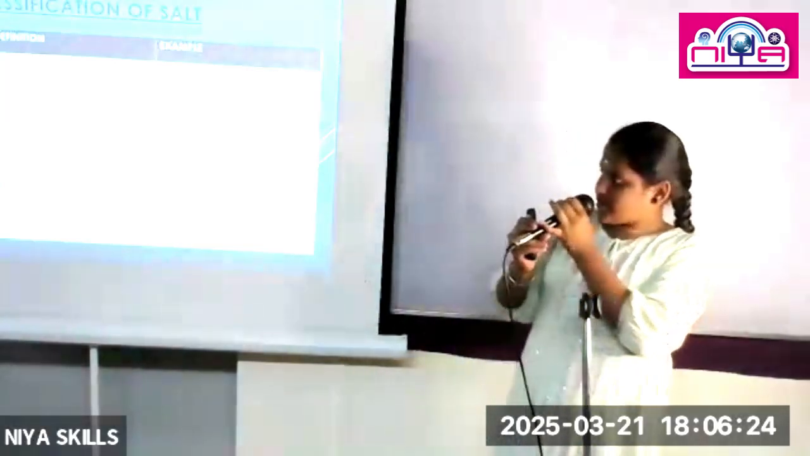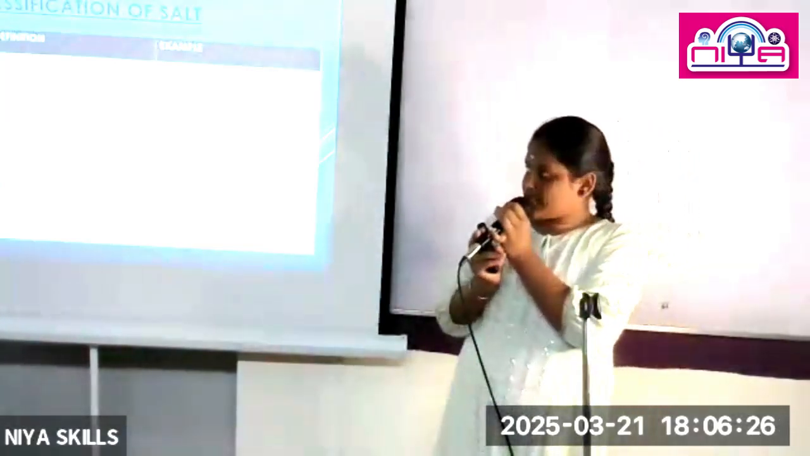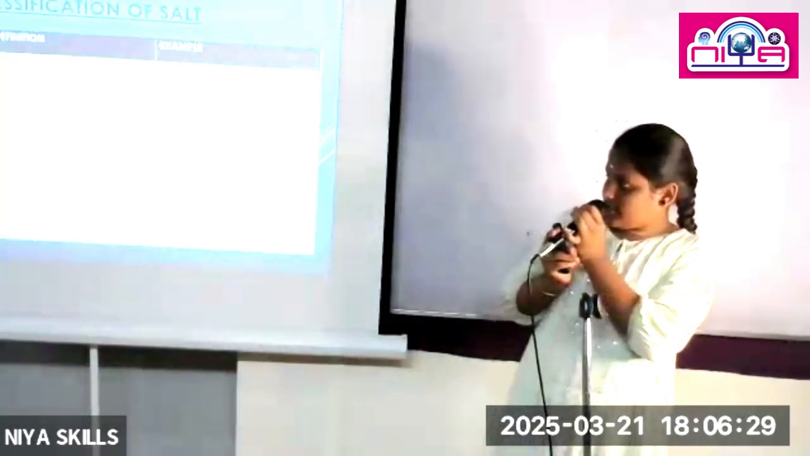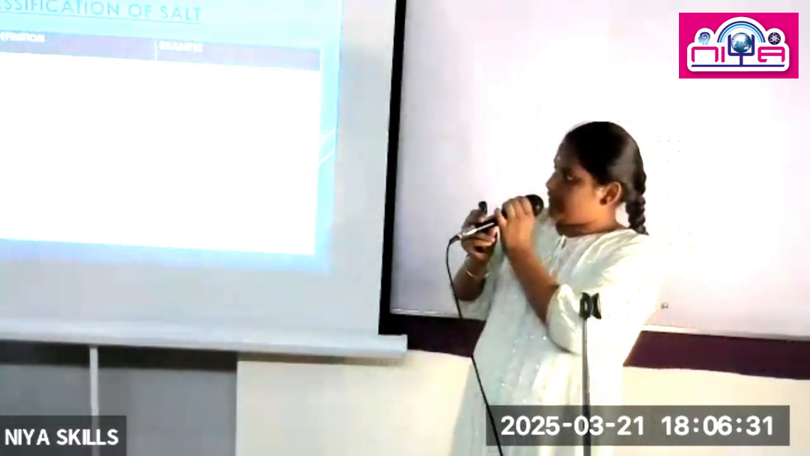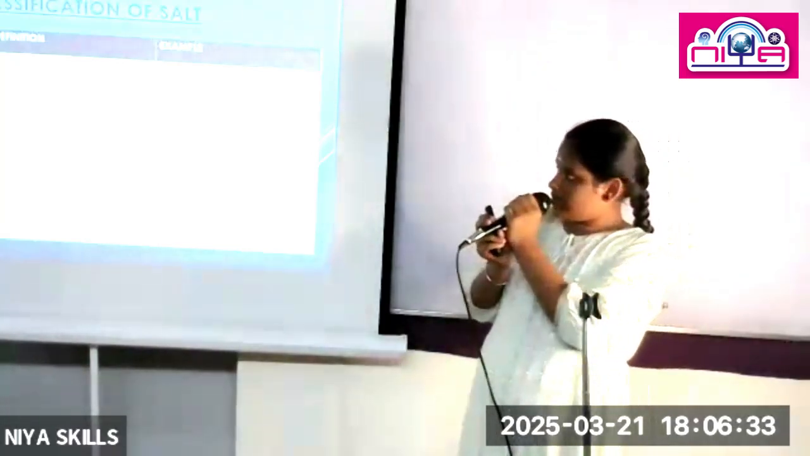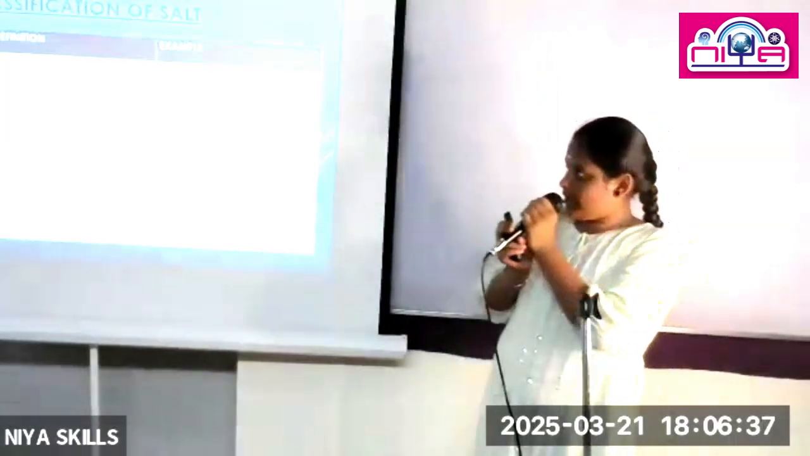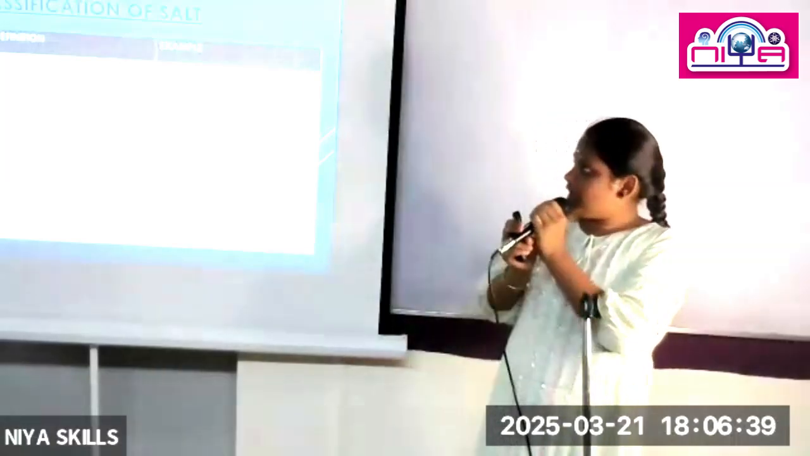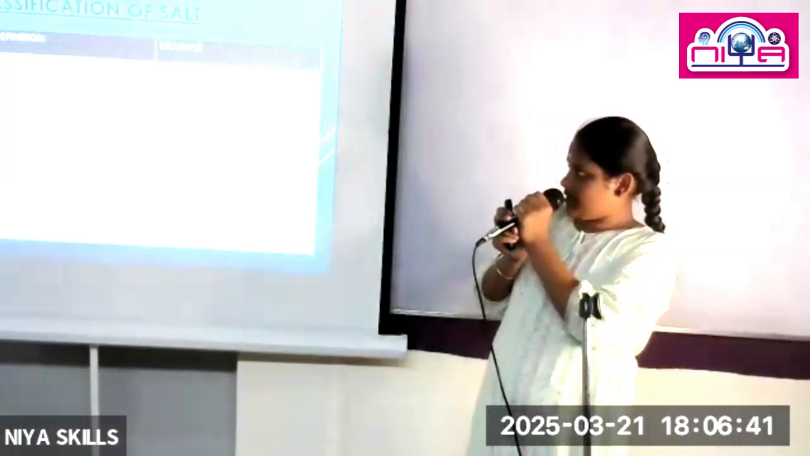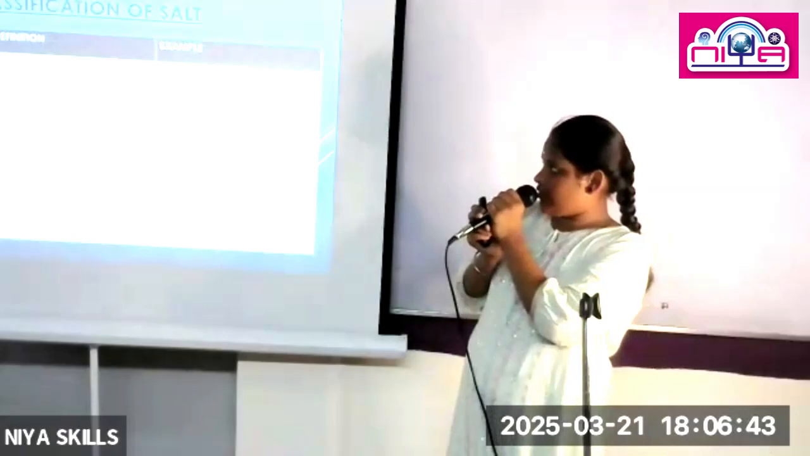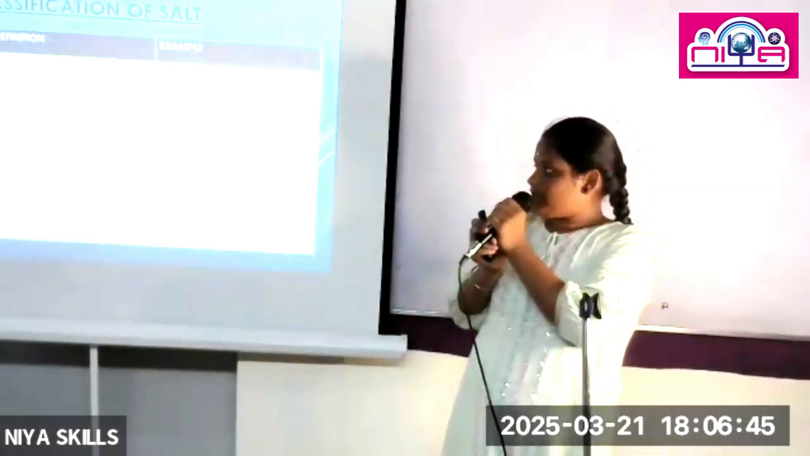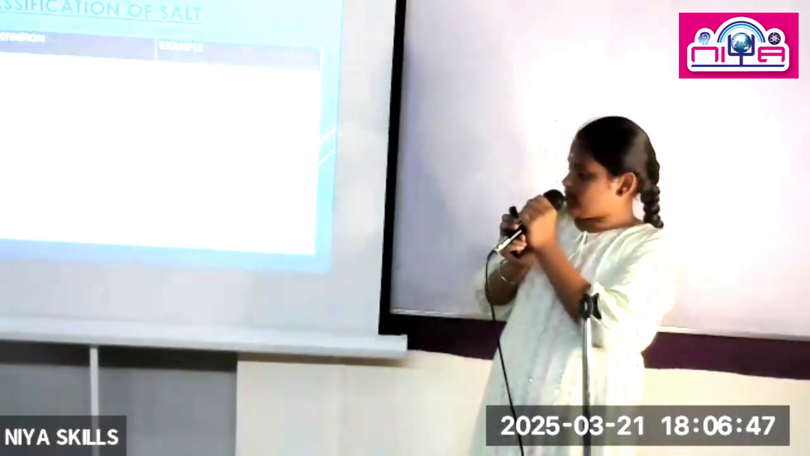And this is classification of salt. The types are normal salt, acid salt, basic salt. And the definition of normal salt is the hydrogen ions of acid are completely replaced by metallic ions. And the examples are NaCl and CuSO4. Potassium nitrate.